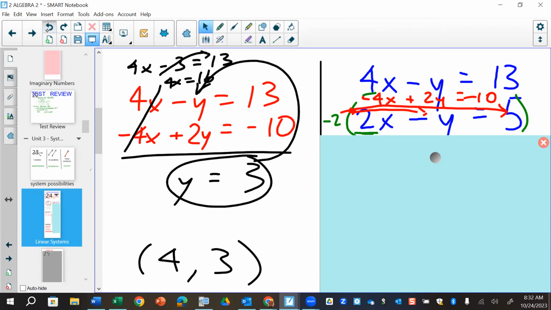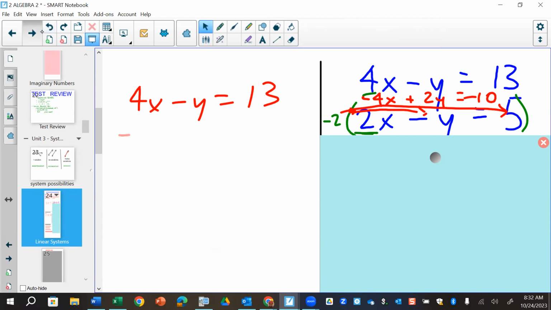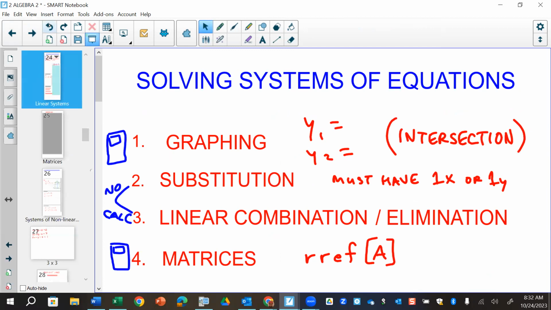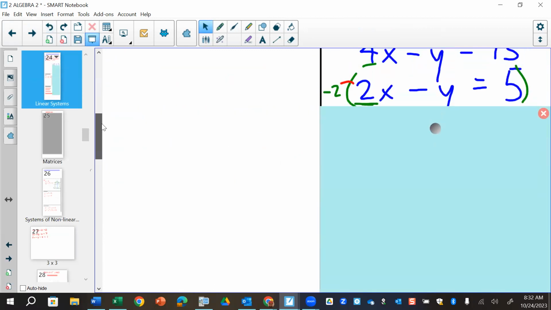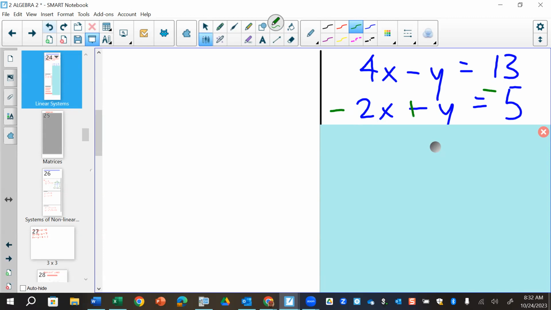But watch, we could have multiplied by what instead? Here we go. Okay, we got rid of X. What if you want to get rid of Y? What do you have to multiply one of them by to make them opposites? They're both the same. Negative one? Doesn't matter, top or bottom. I guess let's go bottom. Times negative one, and you get this.